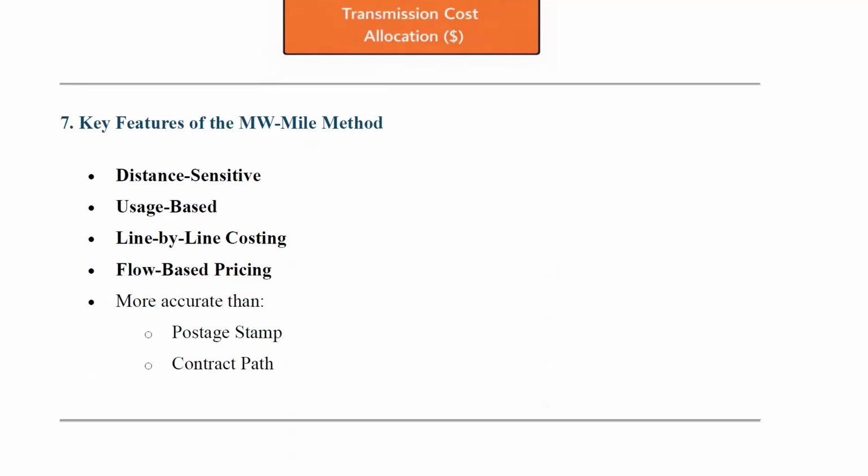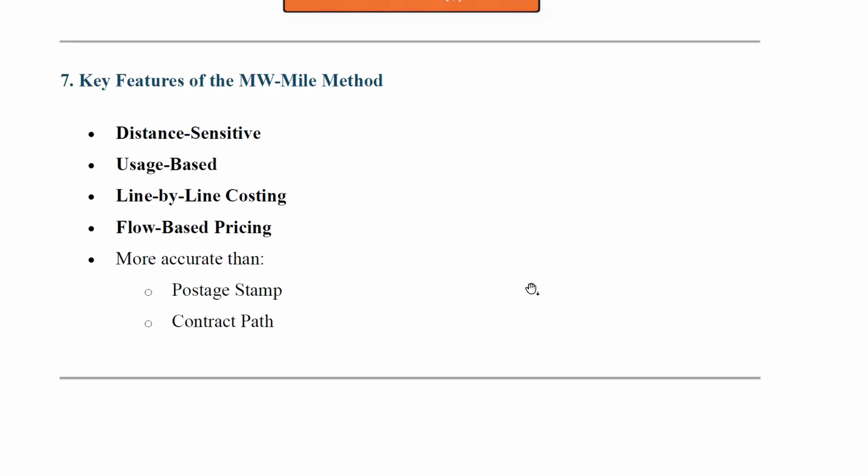So what are the key features of this megawatt mile method? It is distance sensitive: if the distance increases, then the cost also increases. It is usage based. Line by line costing will be there. Flow based pricing will be there, because we are calculating the power flow analysis also. It is more accurate than the postage stamp and contract path methods. Compared to those, this megawatt mile method has a few advantages.